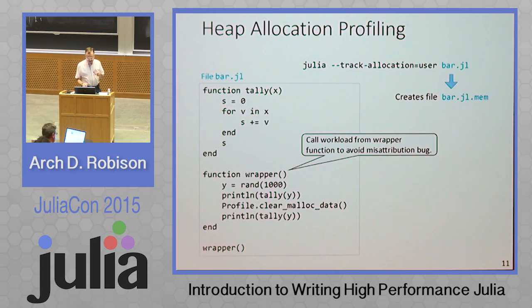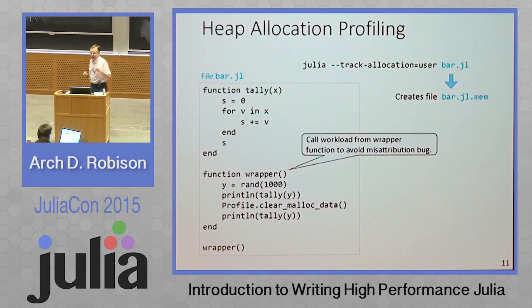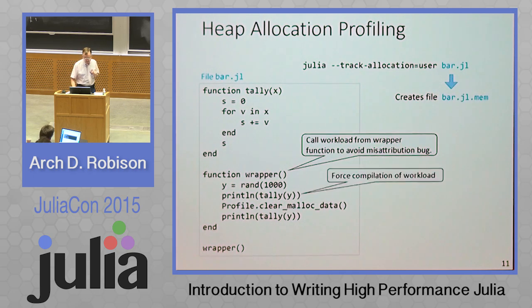What you do is, this function tally at the top is the one I'm interested in profiling the allocations of, but I need to wrap it to avoid some bugs in the allocation profiler. I need to call it from a wrapper function. Otherwise, I'll see a bunch of spurious allocations attributed to the first line of tally. And then I force compilation of the workload so I don't see allocations from the jitting.